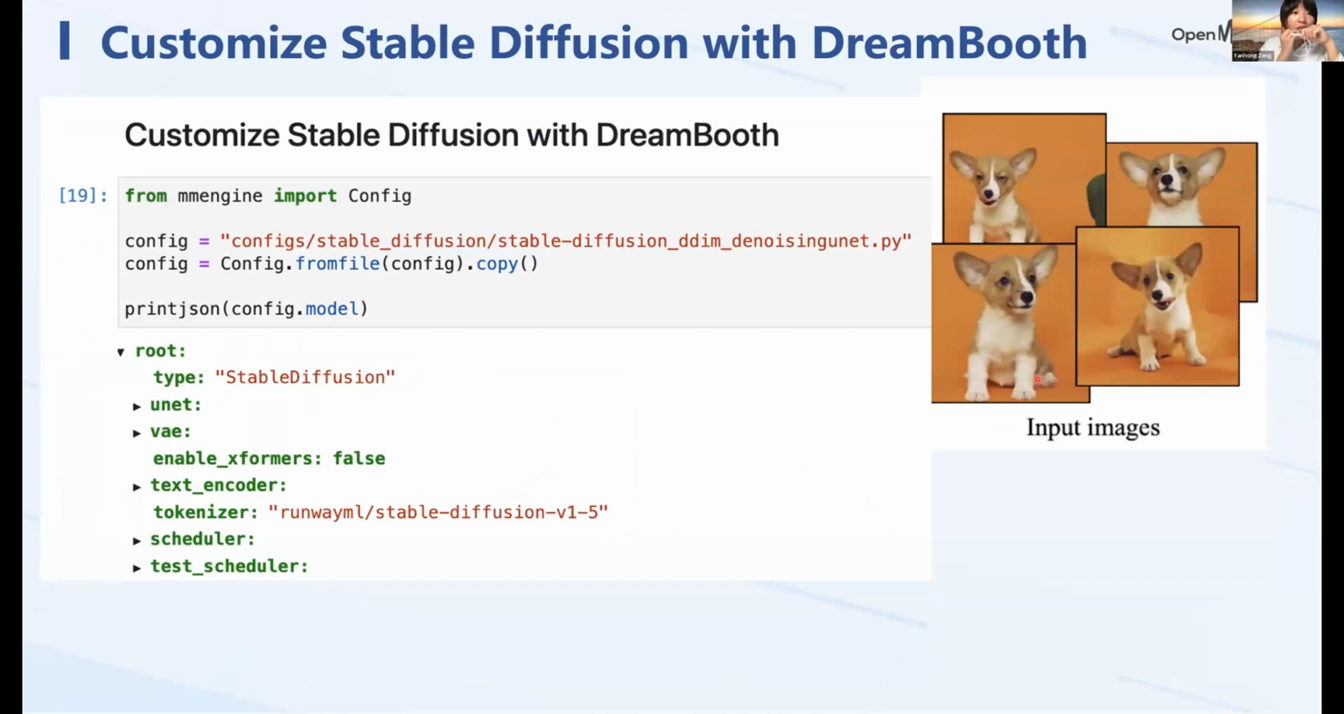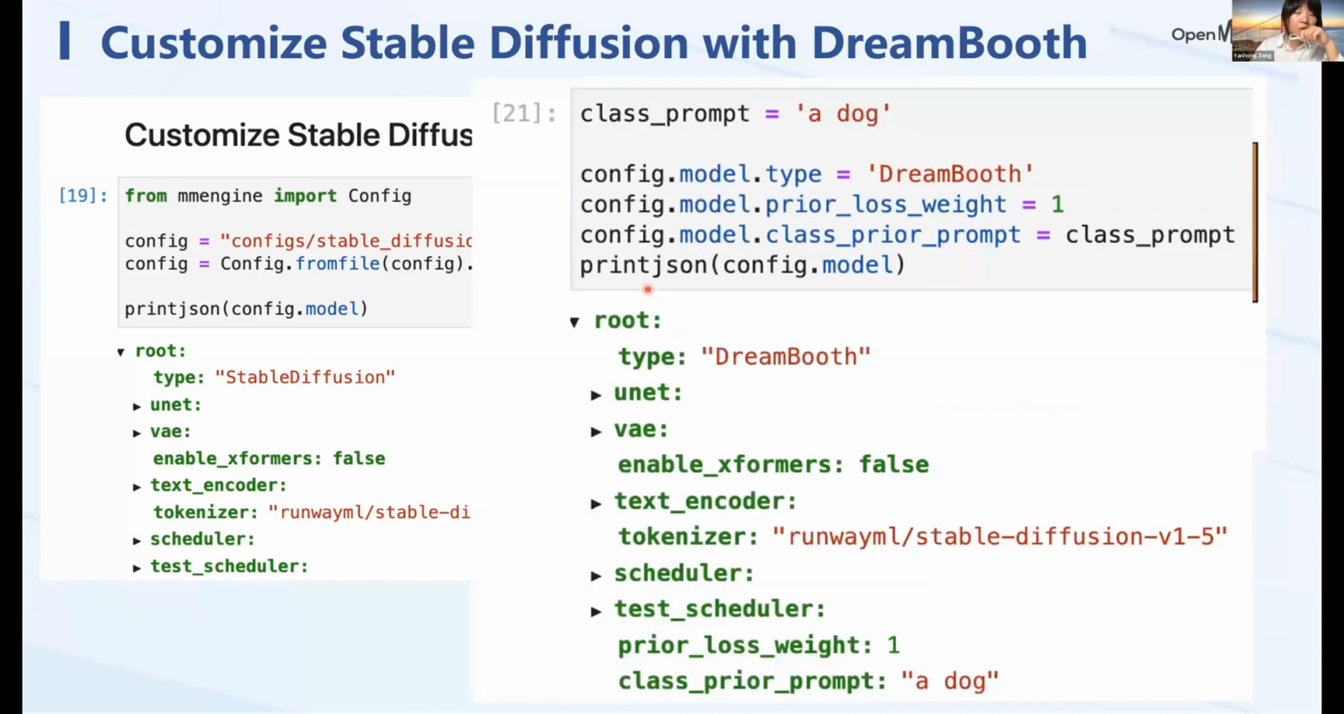To customize Stable Diffusion with DreamBooth is easy in MMagic. Here we still start from the default stable diffusion configuration file. We load the configuration file of stable diffusion. And to enable DreamBooth, there are 3 steps. The first step is to change the model type into DreamBooth. And then we need to specify prior loss weight and class prior prompt.